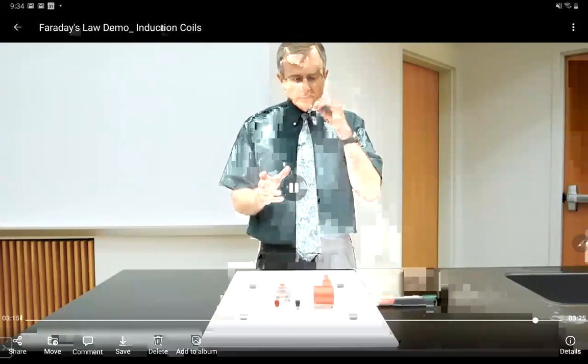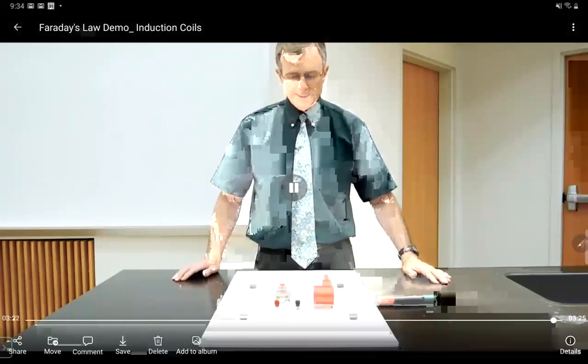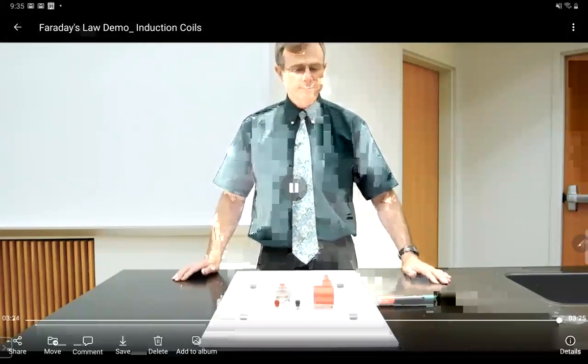But again, a changing magnetic flux in a loop of wire causes a current in the wire, and that's Faraday's law of induction.